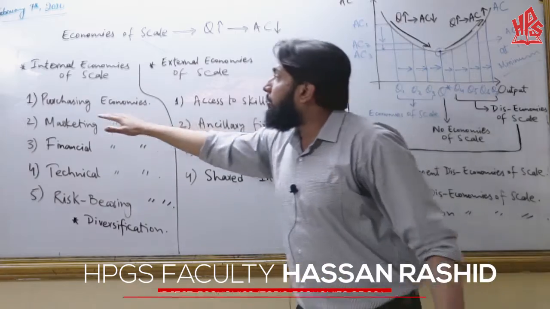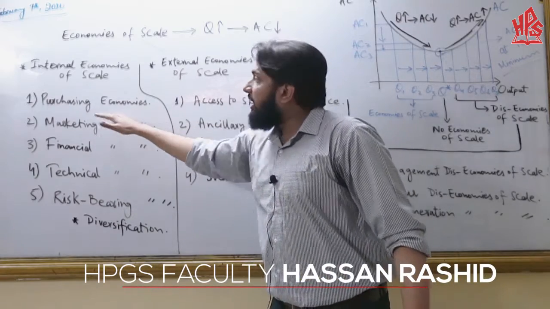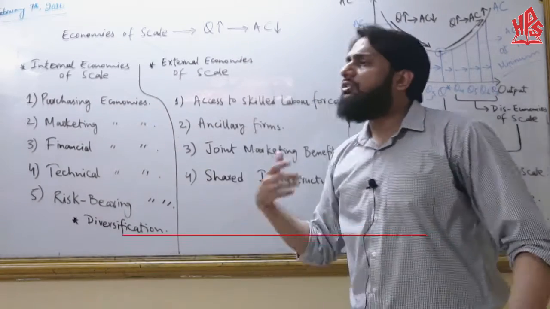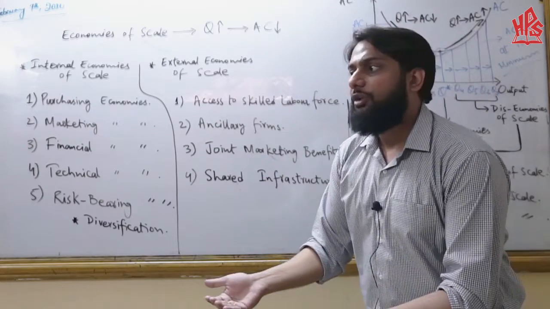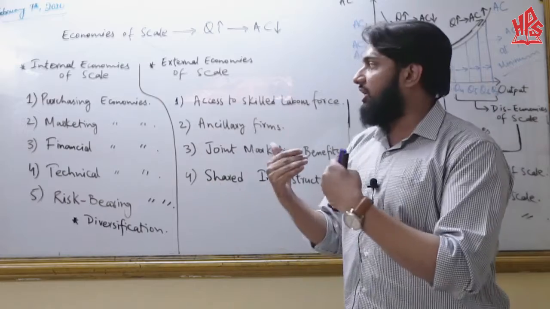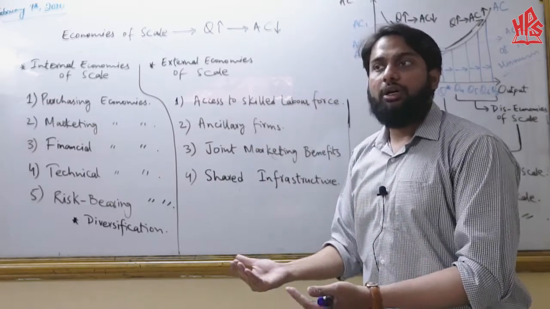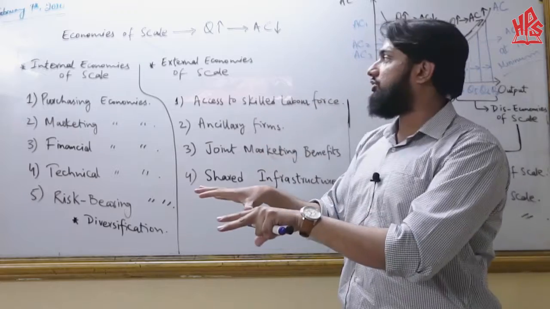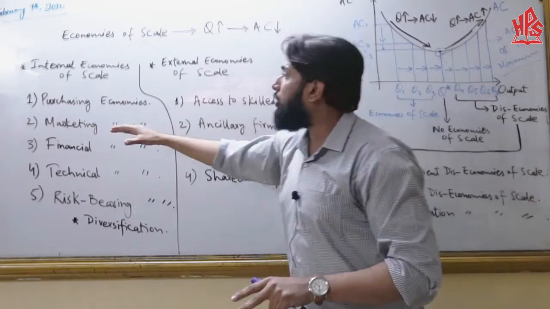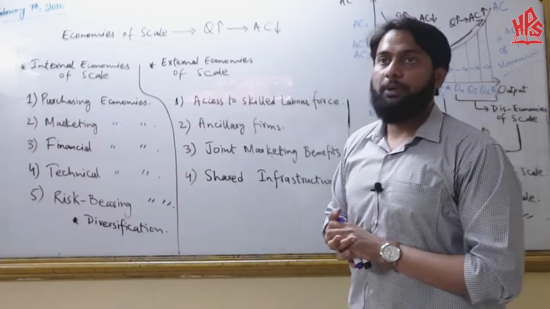Number one, purchasing economies. One example of purchasing economies of scale is that if we purchase the raw material or intermediate products in a bulk amount, that reduces our cost of production. Number two, marketing economies of scale.